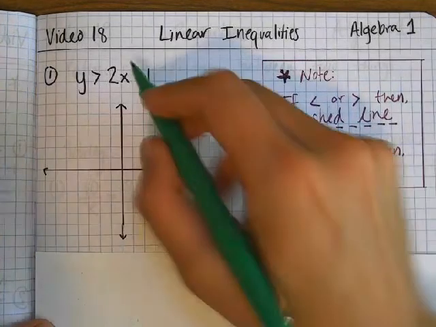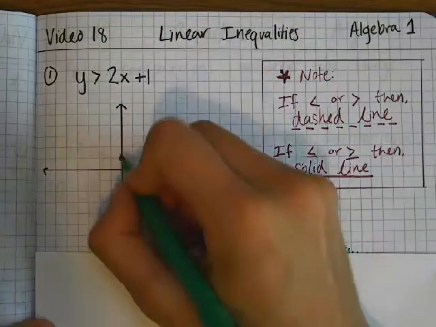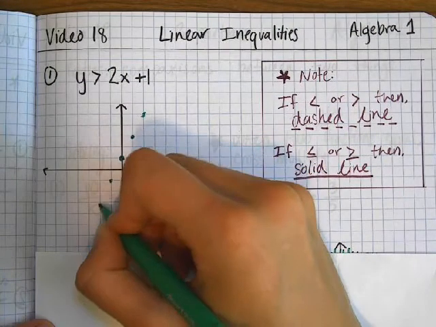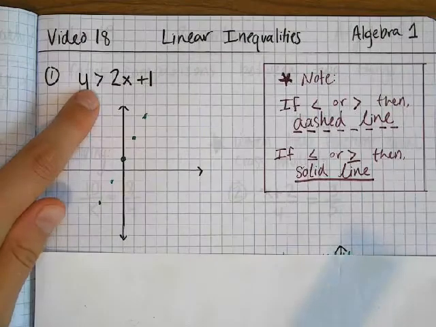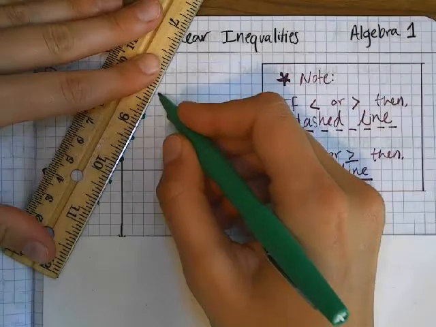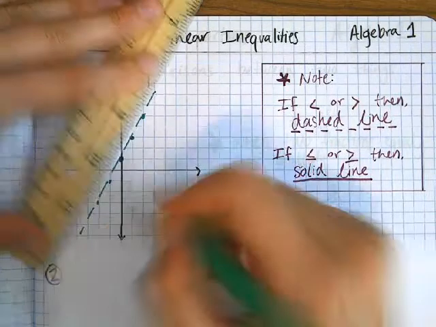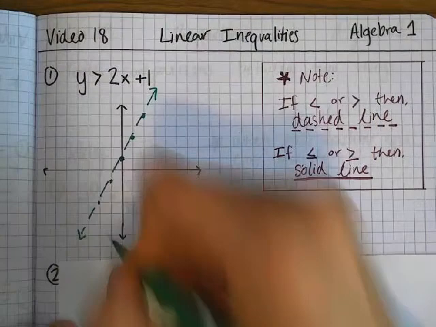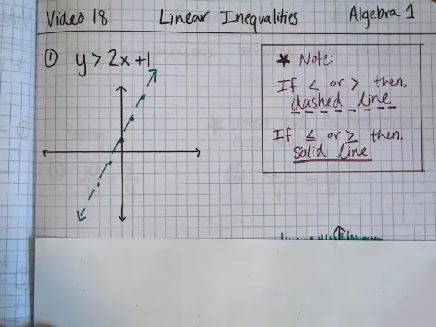If it's solid, it means it does include all the points on the line. All right, so we're going to graph this just like normal. My y-intercept is 1, and I'm going to go up 2 and over 1. So far, this should be a review for you guys. Now, this is just a greater than, so we are going to make this a dashed line. Okay. And then the one big thing about inequalities is we shade on these.